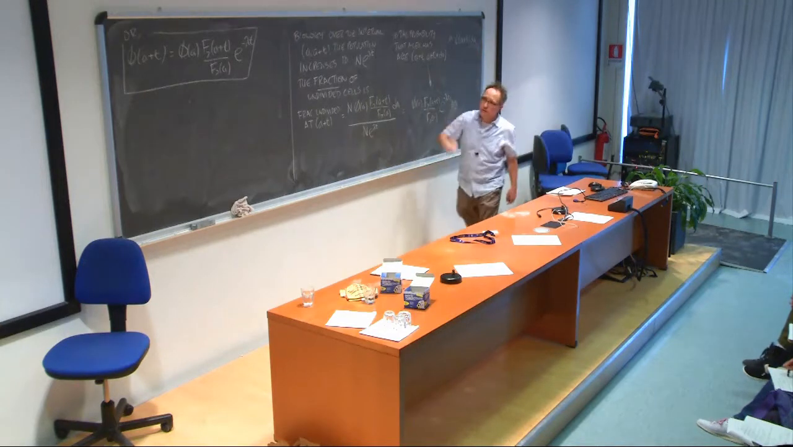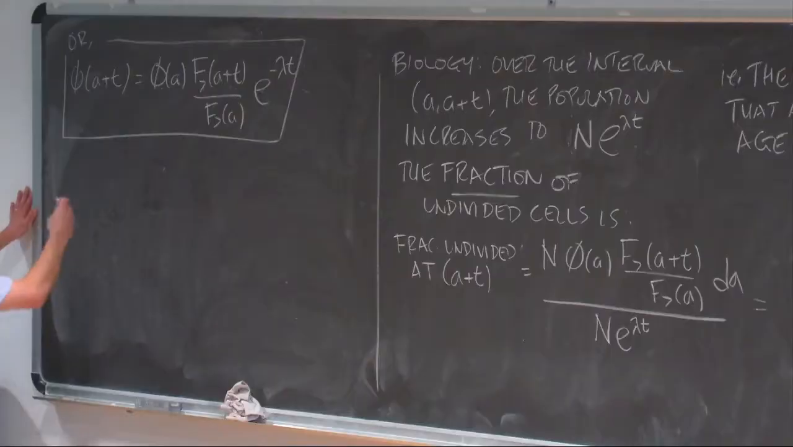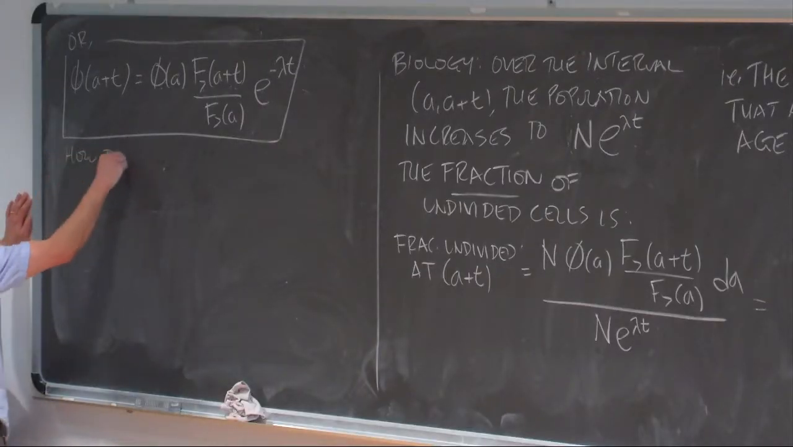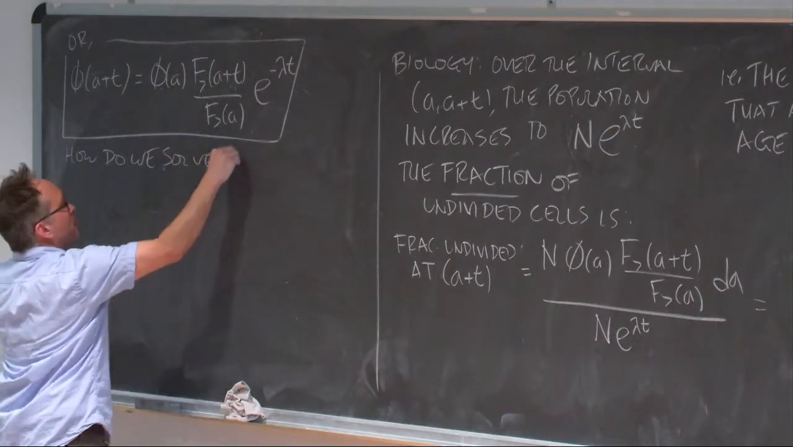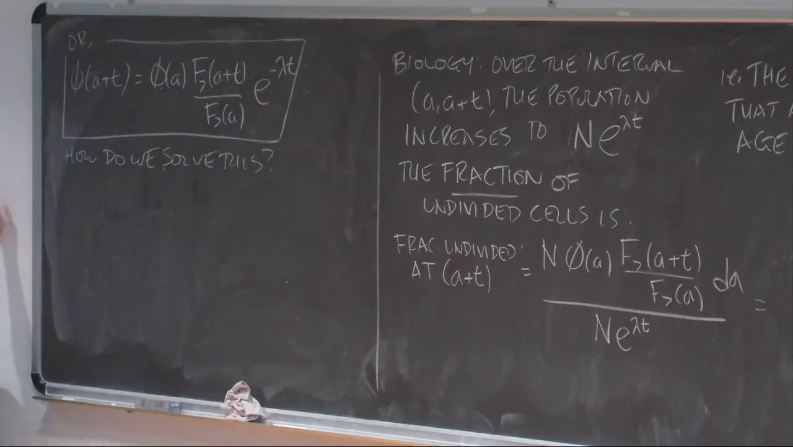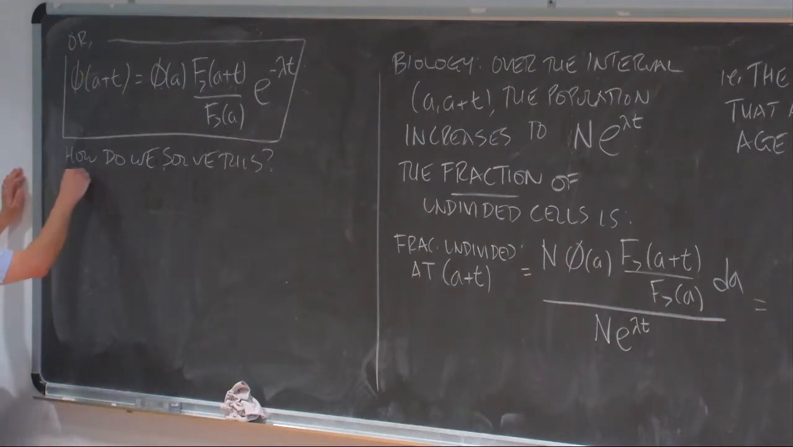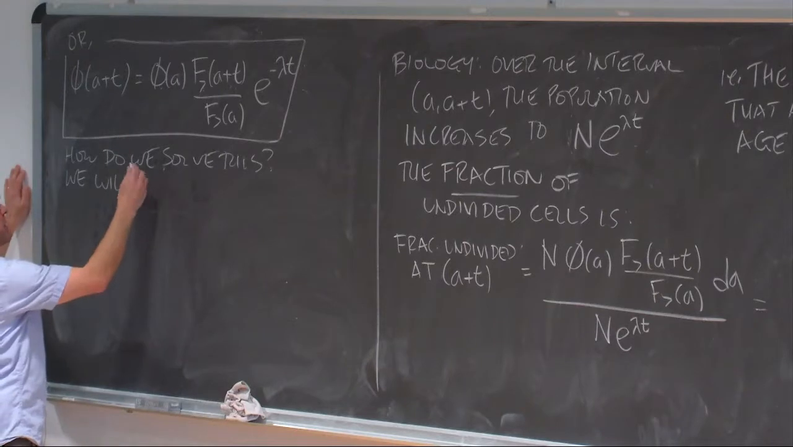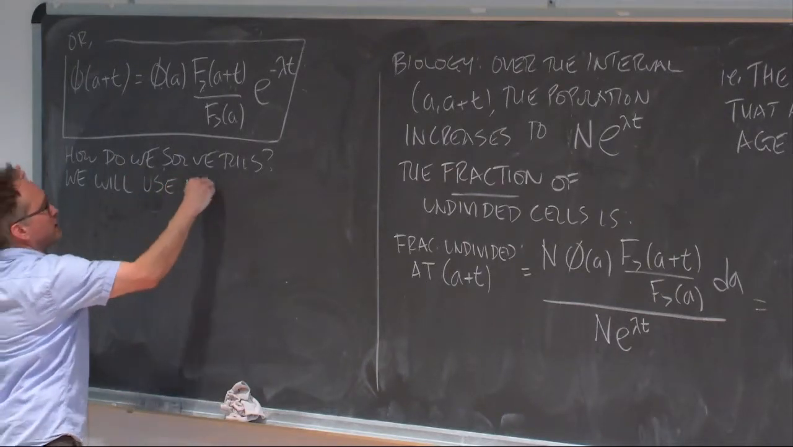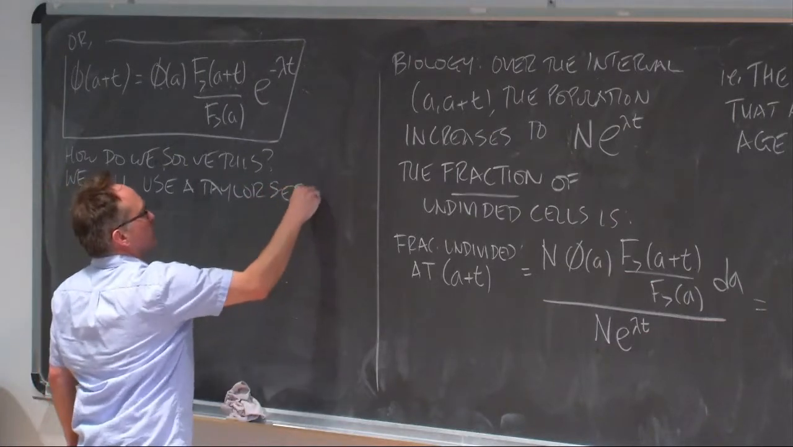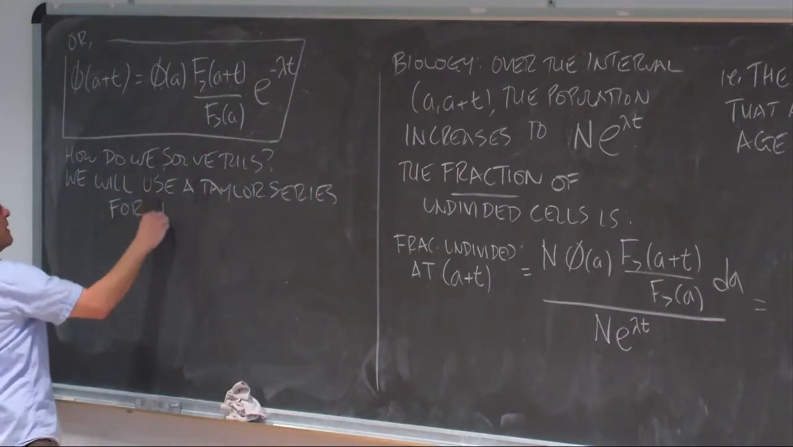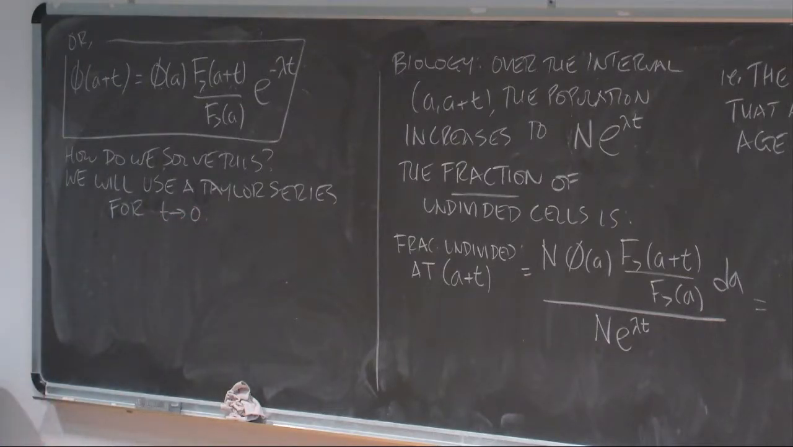All right. Okay. And so then we have this difference equation. How do we solve it? So how do we solve this? Well, it's hard. So we will use a perturbation expansion. So we will use a Taylor series for t very small. Okay? And so maybe we'll do that. We'll take a break for maybe 5-10 minutes or something, and we'll come back and solve this guy. But before we go, any questions before you go? All right, so I'll see you in a bit.